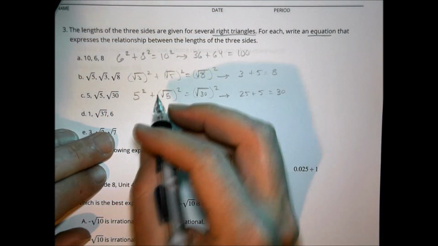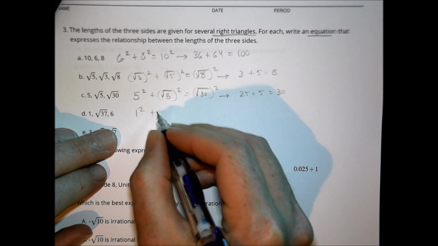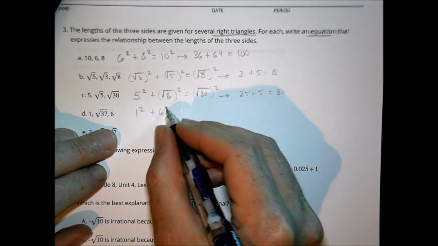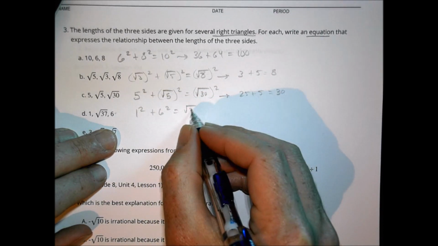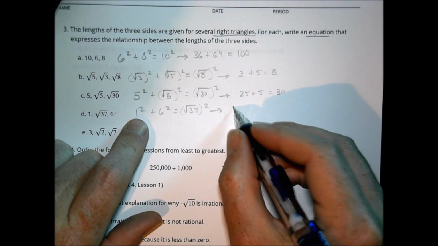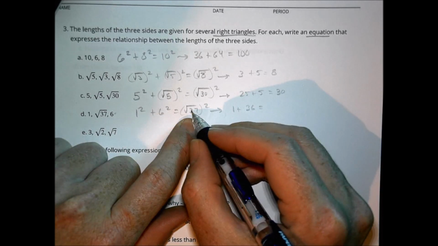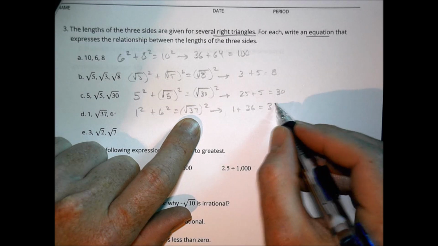Alright, this next one, we would do 1 squared plus 6 squared equals the square root of 37 squared. Why? Because that becomes 1 plus 36, which equals 37. The square root of 37 squared is 37, and 1 plus 36 equals 37.